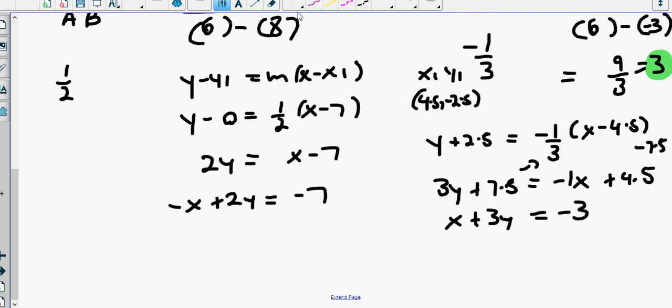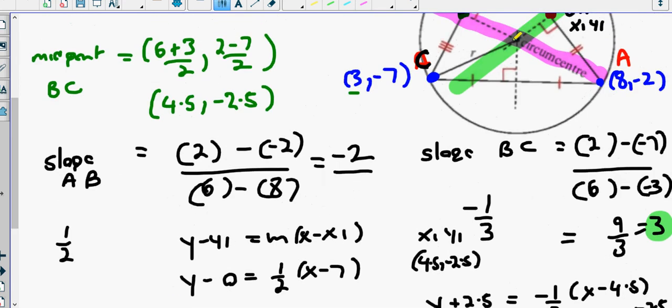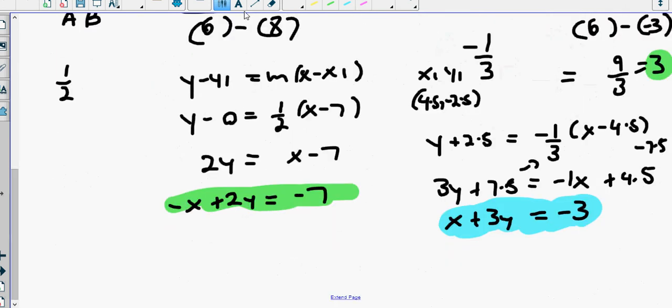I now have the equations of both lines, so this line here and this line here. If I do a simultaneous equation, it will tell me where they intersect each other. Where is the center of the circle? Lucky for me, they line up quite nicely.